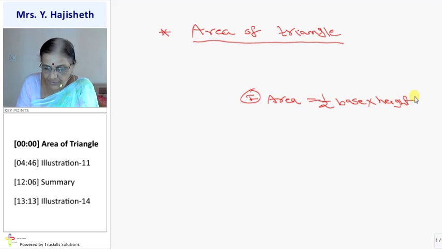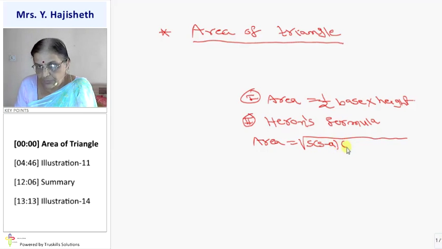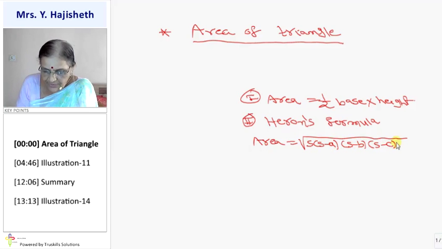And not only that, you have learned a second formula in 9th standard. We can find out area of triangle by Heron's formula. Right? And what is that formula? Area is defined as under root S into S minus A into S minus B into S minus C. What does S represent? S represents semi-perimeter, okay?